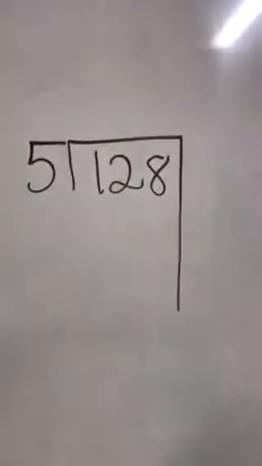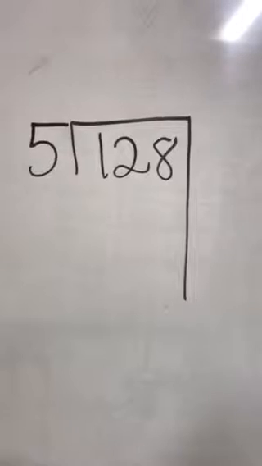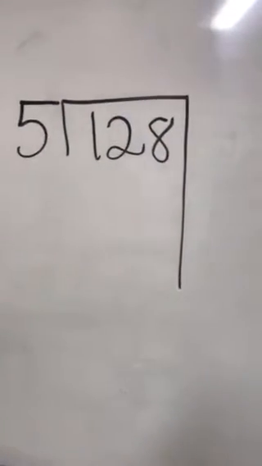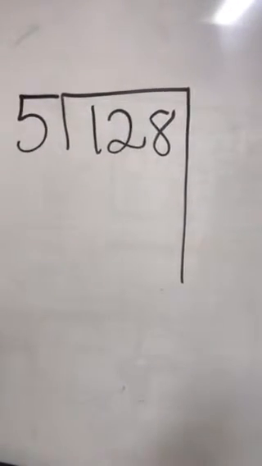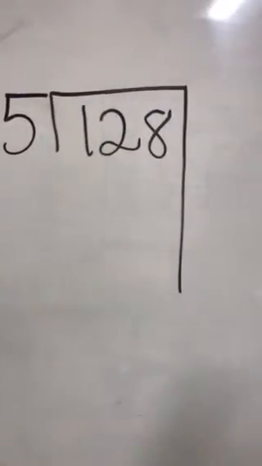Afternoon, I'm going to show you how to solve a partial quotient division problem. It's set up similar to a regular division problem, however, it looks more like a 7. Your first step is to try to list as many numbers as you can that will multiply with 5 to get the product of 128 without going over.